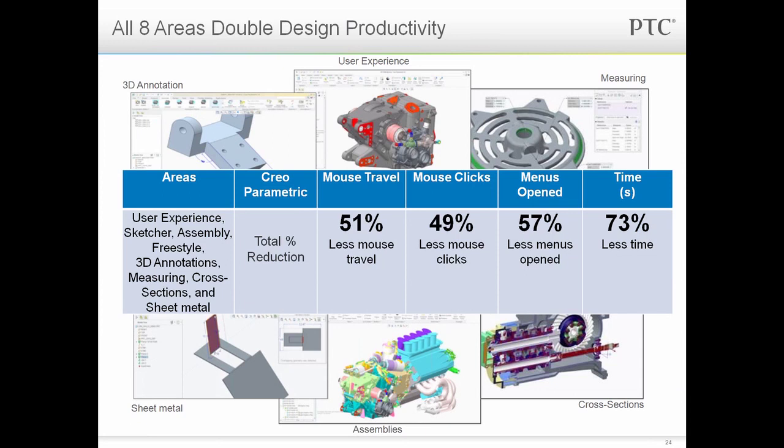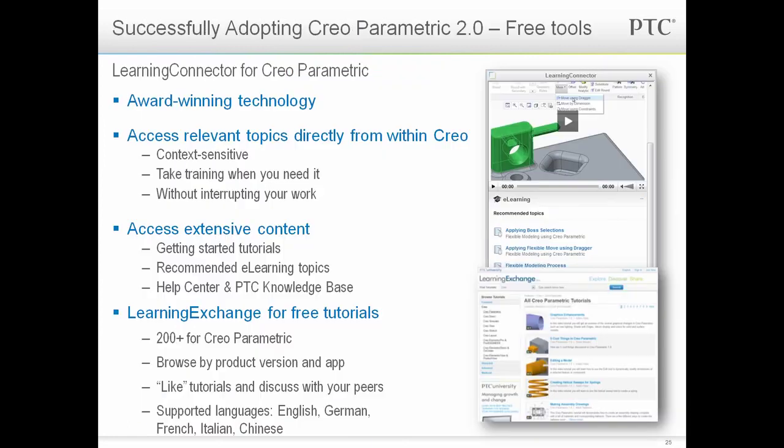So I hope I made the case here on those 8 areas of Sketcher, user experience, assembly, freestyle, annotations, measuring, cross-section, and sheet metal, that overall 51% less travel of mouse, 49% less mouse clicks, 57% less menus opened. So doing the same actions, the same operations in both revisions, you're 73% less time in Creo.